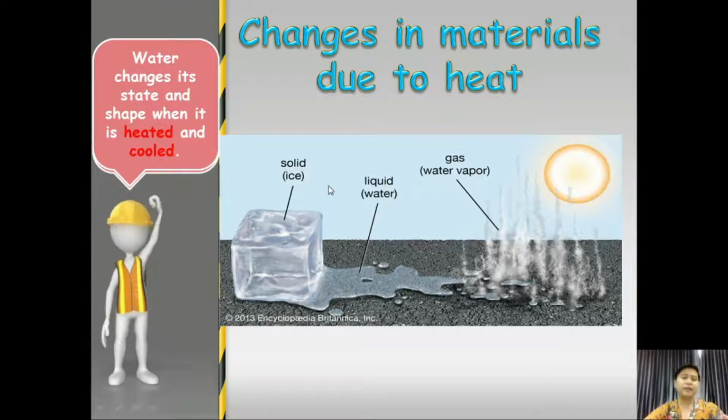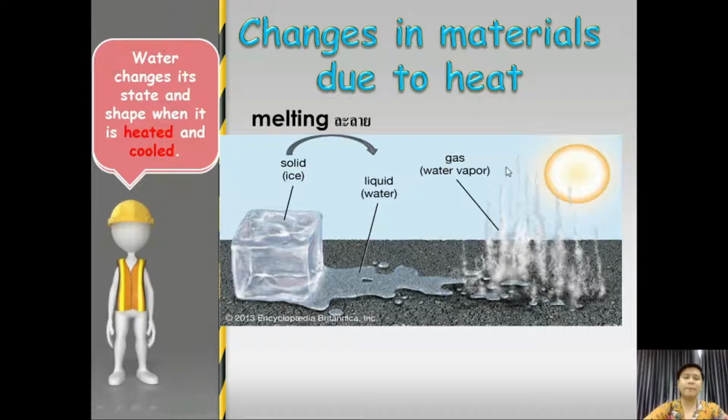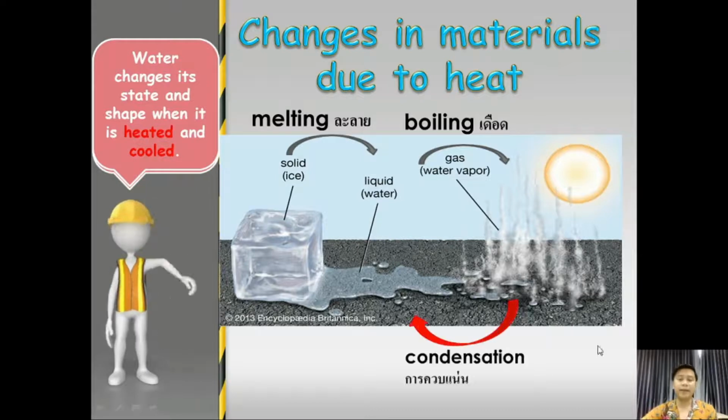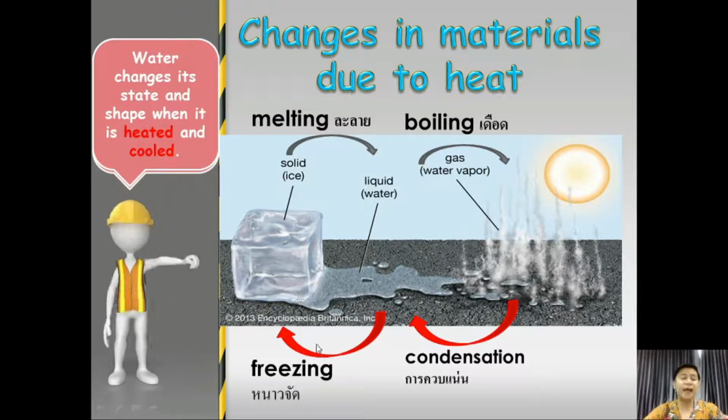Next, let's go to the water, which changes its state and shape when it is heated and cooled. So let's start with the three. What are these three? We have the solid, the ice; the liquid, the water; and the gas, the water vapor. Solid going to liquid is what we call melting. Liquid going to gas is boiling. Gas going to liquid, what do you call that? Condensation. Very good. And how about liquid going to solid? That's what we call freezing.